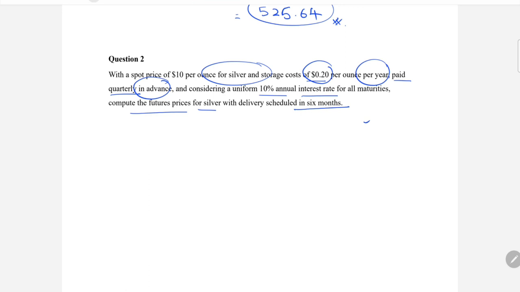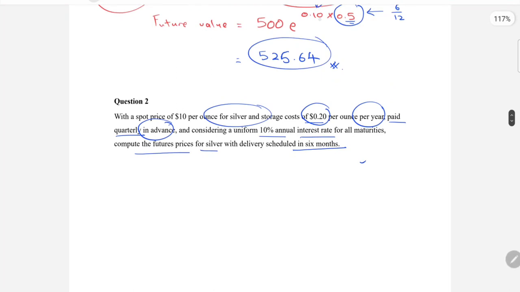So basically it's the same thing as question number 1. It's just that we need to find the present value of the storage cost at the very beginning before we proceed with the future value. Here is how we find the present value for the storage cost. But before that, let me draw the timeline for you.